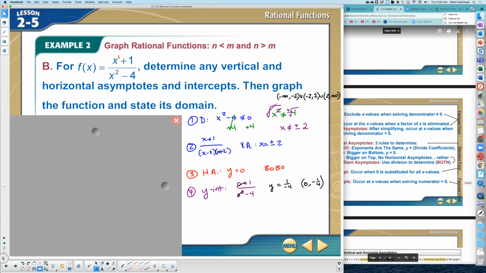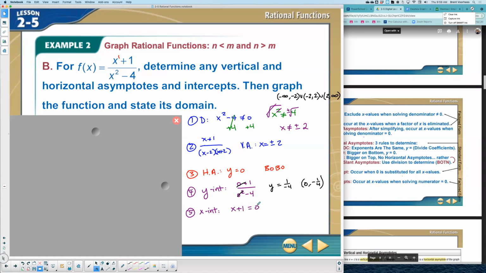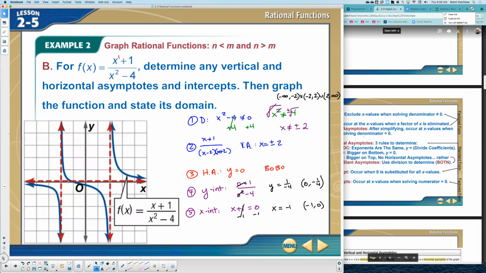And finally, we finally make it to an x-intercept. How do I find an x-intercept? Numerator equal to 0. So how would I solve that? We would subtract 1. And so we find out that this would be at x equals -1, or you could say -1 comma 0. Let's check out the picture.